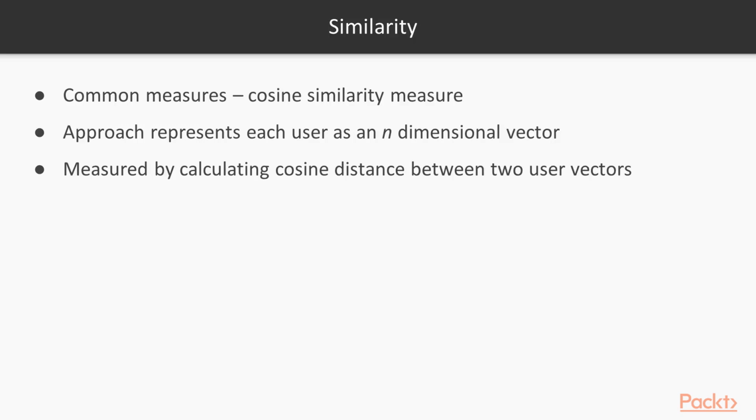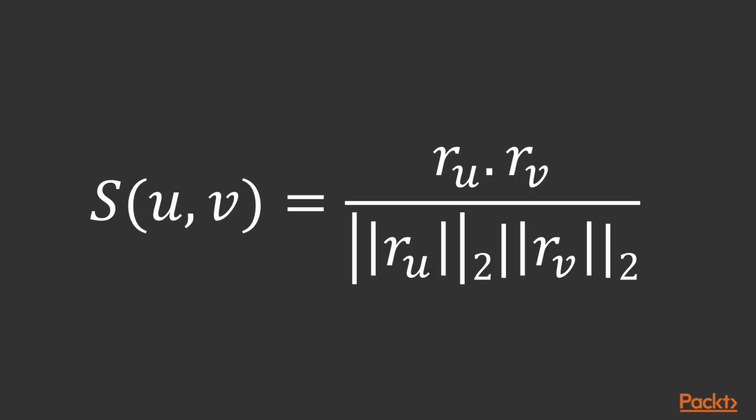Next is similarity. A similarity measure is an important component of our collaborative filtering-based recommender engine algorithm. There are various similarity measures available for use. The most common amongst them is the cosine similarity measure. This approach represents each user as an n-dimensional vector of ratings, and similarity is measured by calculating the cosine distance between two such user vectors. Mathematically, cosine similarity is given by this equation, where ||R_U||_2 and ||R_V||_2 are the L2 or Euclidean norms for each of the ratings vectors.